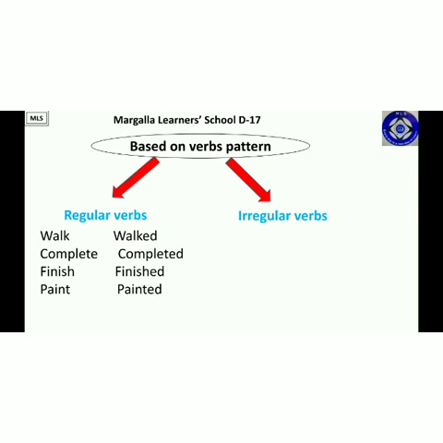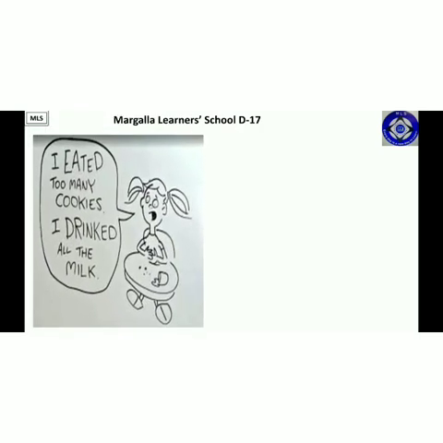Such forms of verbs are known as regular. If we look at irregular verbs: catch, caught; buy, bought; eat, ate; give, gave. Now see, we have changed the whole pattern and sequence of the letters, the spelling of the word. So this form of verbs is known as irregular verbs. Let's move forward. But remember that every form of verb has its requirement.